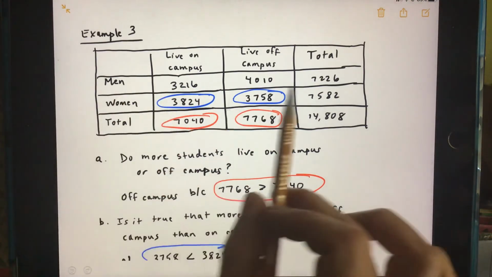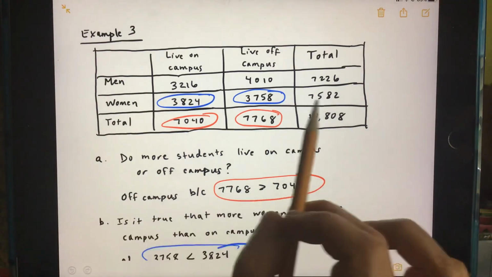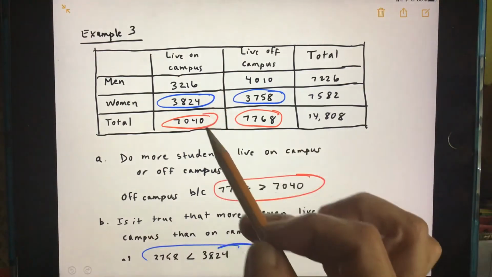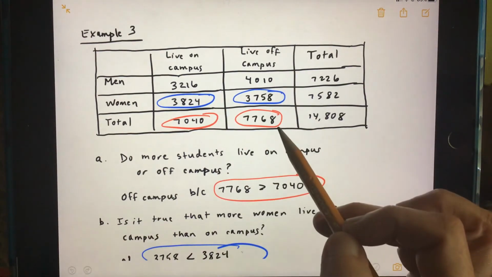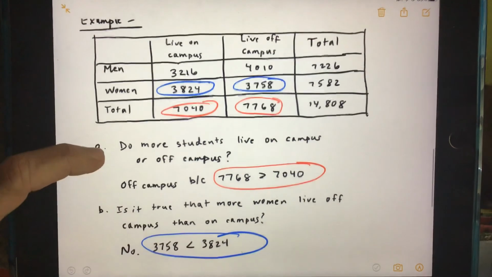We're going to get the total number of men that were in this survey. We're going to get the number of women total, the number of people who live on campus total, the number of people who live off campus total. And now we're going to see what kinds of questions might come up as a result.